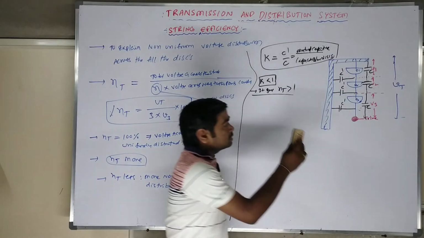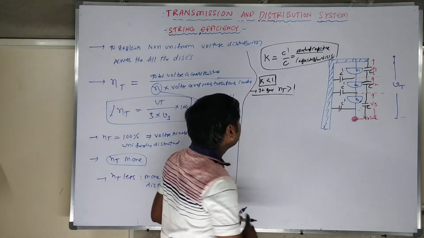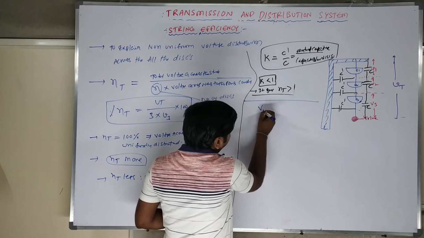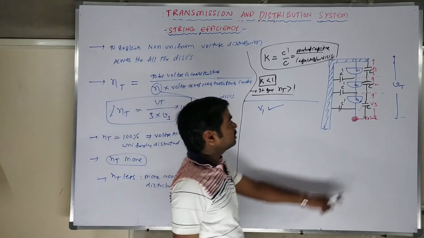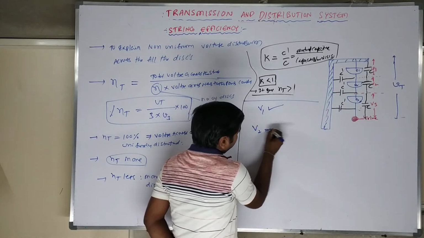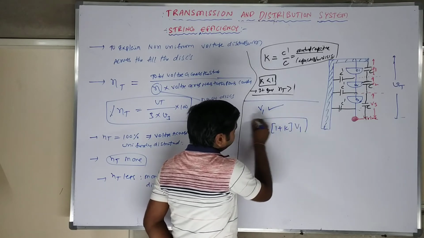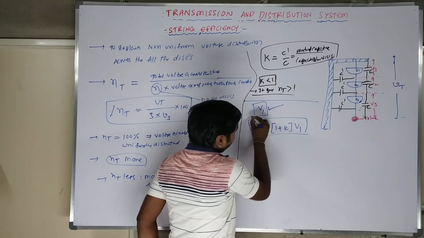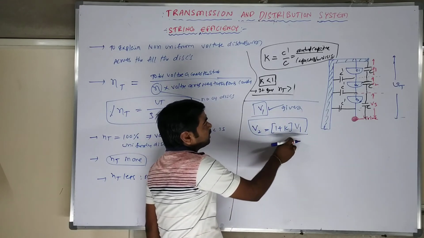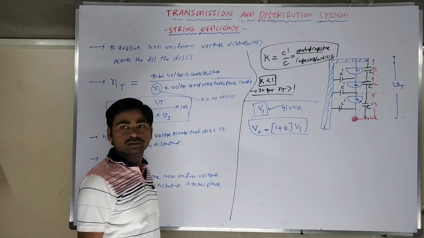Next, I'll give the relations between V1, V2, V3 using this. In the examination they mention the V1 value, the top voltage. We can write V2 is equal to 1 plus K times V1. The V1 value is given. V2 is equal to 1 plus K times V1, where K is equal to C dash by C, and K is always less than 1.